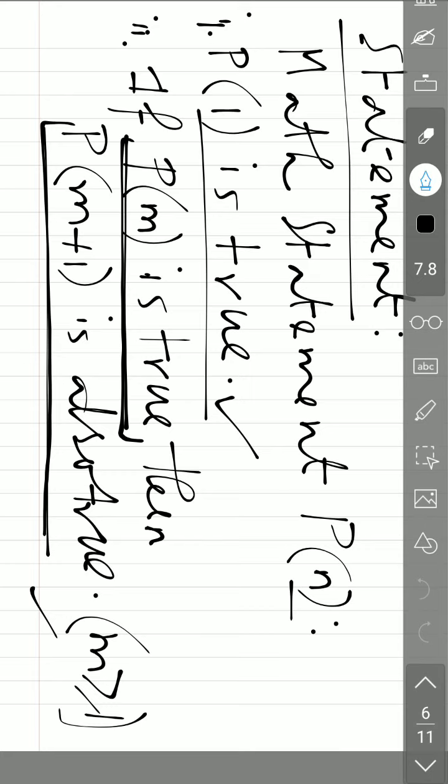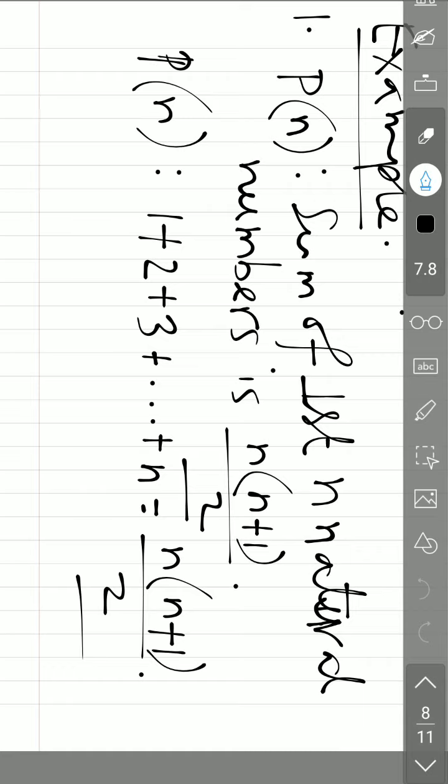because if it is true at 1, the second condition is saying that it is also true at 2. Now if it is true at 2, then the second condition is again saying that it is again true at 3. So in this way, the statement will hold true for all the natural numbers up to infinity. So this is the application of mathematical induction in this kind of problems.